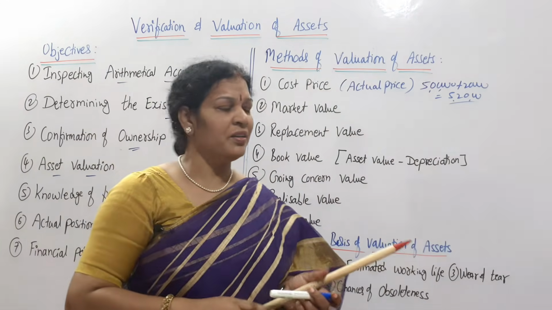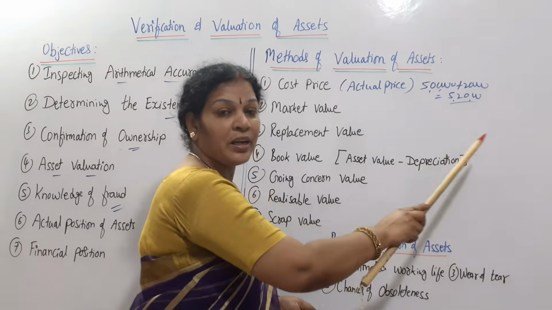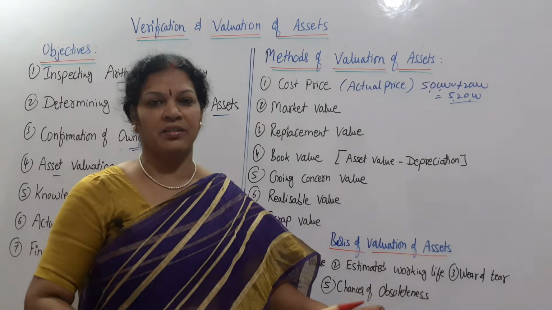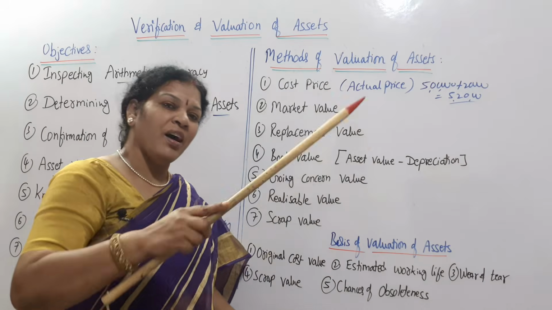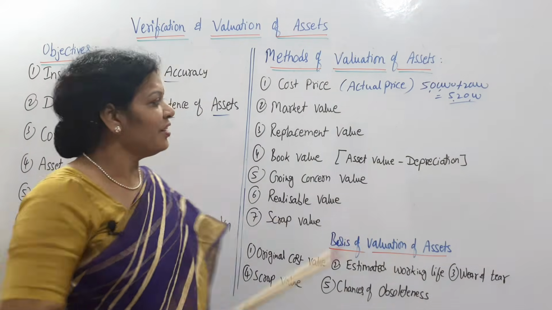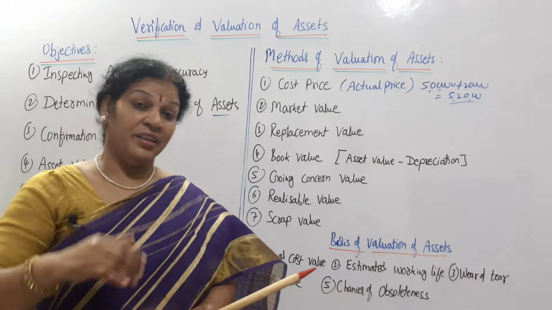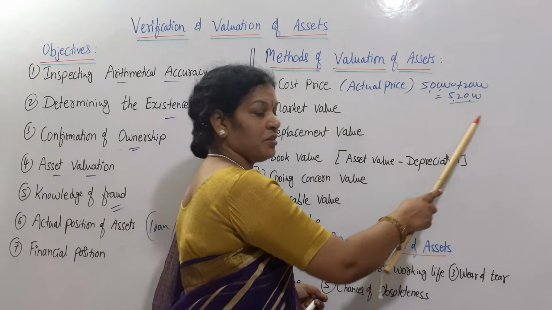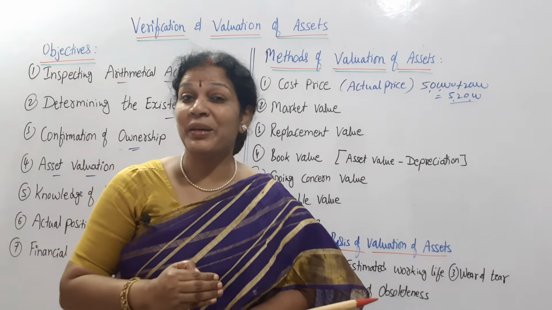How much have I paid? 5 lakh plus transportation and installation 20,000, together 5 lakh 20,000. This is the cost price. How much you have paid for acquisition of that asset, this is the cost price, or you can call it the actual price. Actually how much you paid. The second method is market value. In the market, what is the value? Say I purchased for 5 lakh 20,000. Right now what is the value? When did I purchase it?